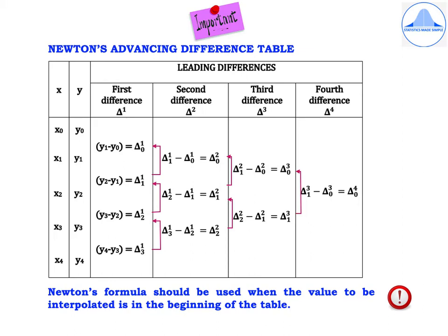And to find out the fourth difference, that is delta to the power 4, it is nothing but the difference between the previous column, that is delta 1 cubed minus delta naught cubed, which is equal to delta naught to the power 4. You will observe that whenever we are finding out all these differences, we are writing the difference between two values, and also the leading difference table should be stopped when we have only one value left in the last column. And keep in mind that Newton's formula should be used when the value to be interpolated is in the beginning of the table.